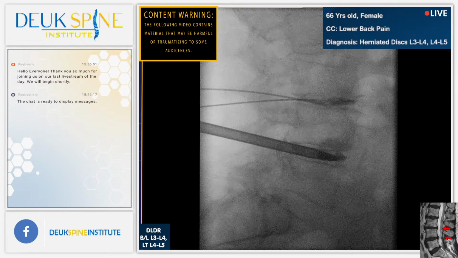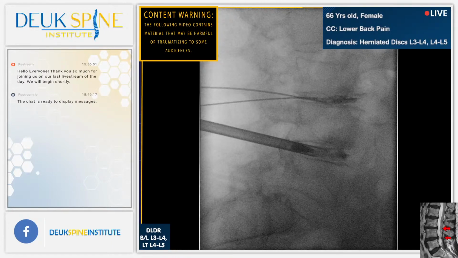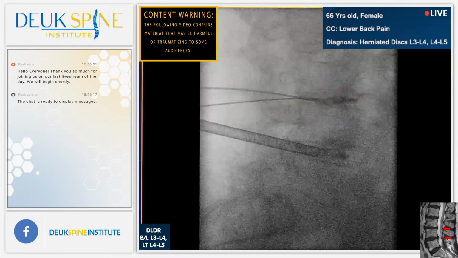Looks a bit brutal, I get it, folks, but it works. We are inside the disc, and now we're going to fix it.